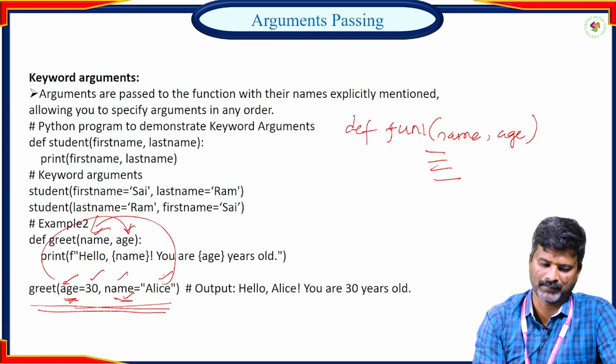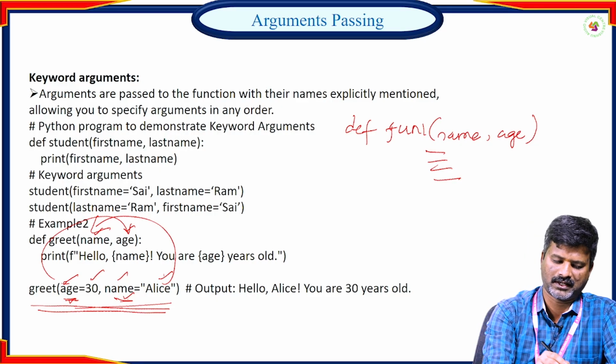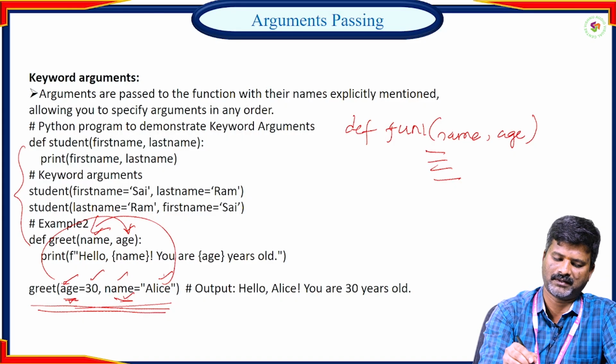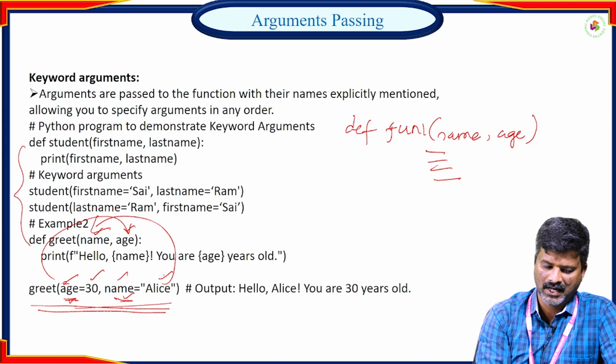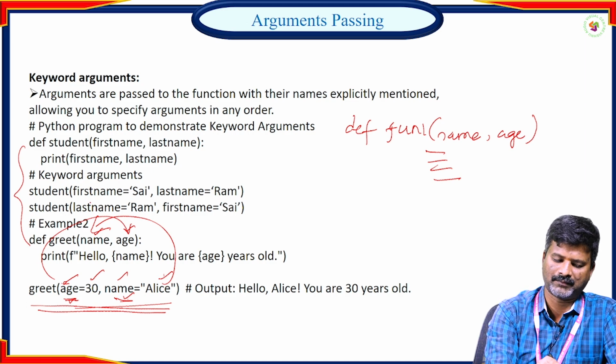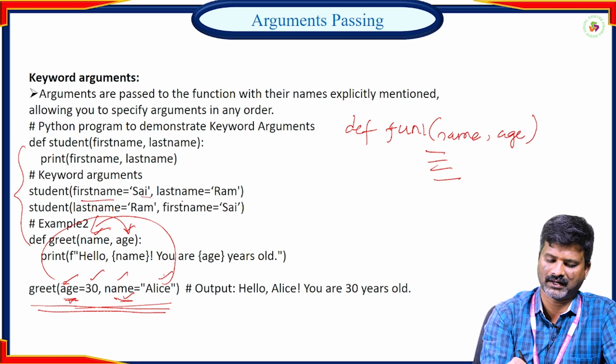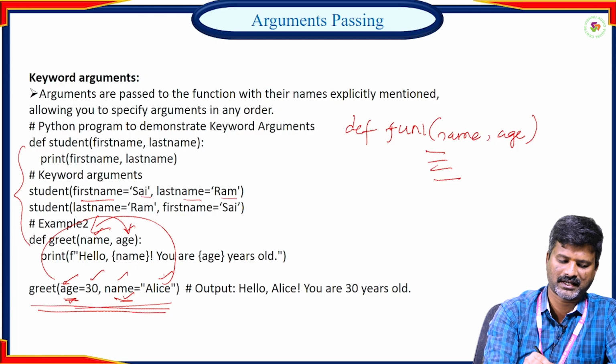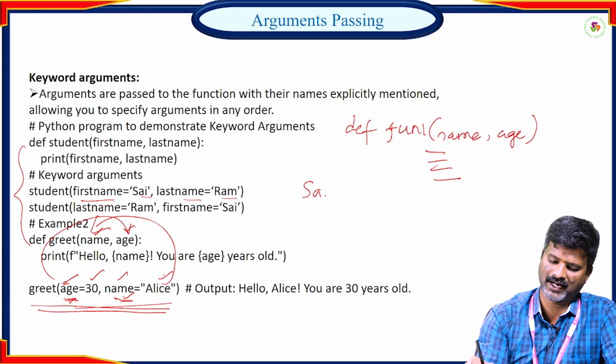That is the purpose of keyword arguments. You are mentioning them with names. If you observe this example, you are creating a student function with first name and last name as keyword arguments. So when you call it like this, first name will be stored as Sai and last name will be stored as Ram.